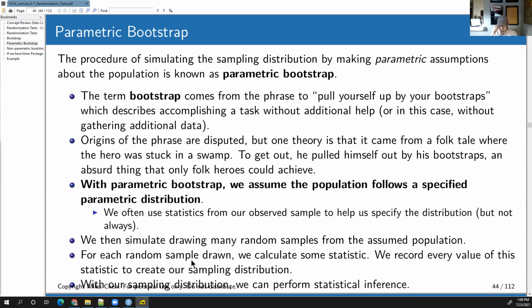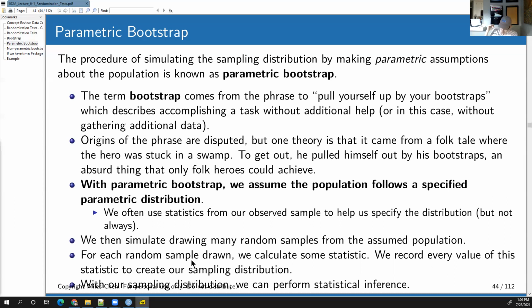Anyway, the idea of bootstrap here is that we are going to try to get information about the sampling distribution without outside help. We're not going to try to gather more data or something like that. So when we do parametric bootstrap, we are going to assume that the population follows a very specific parametric distribution. We often use statistics from our observed sample to help us specify this distribution.